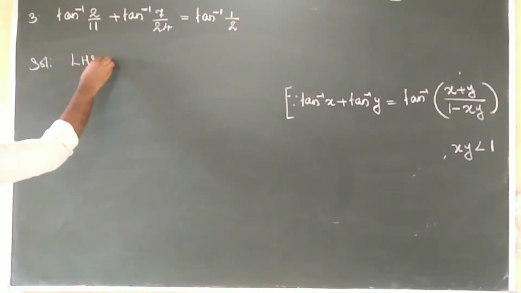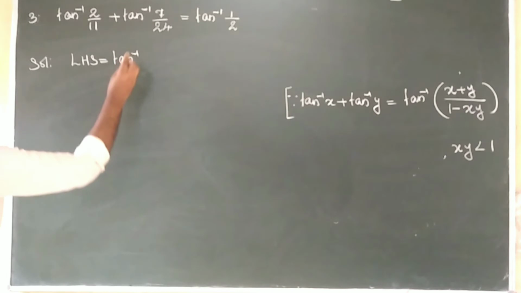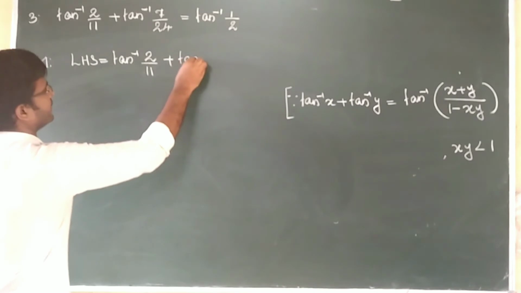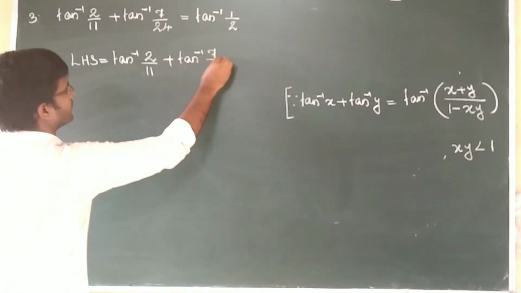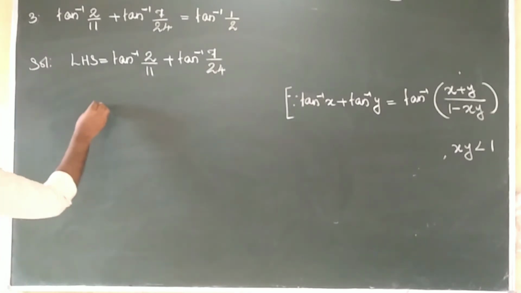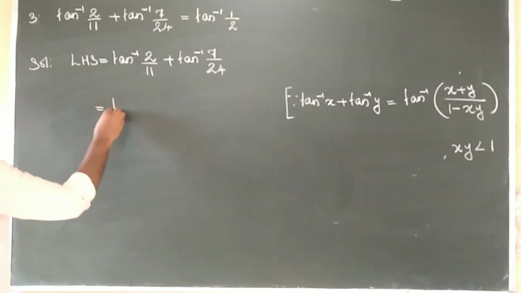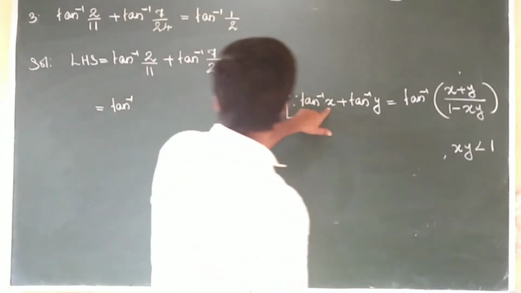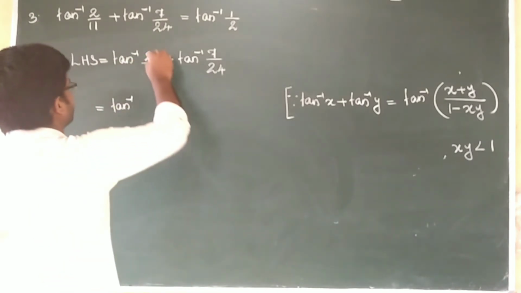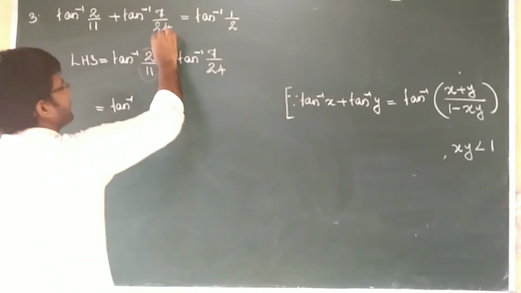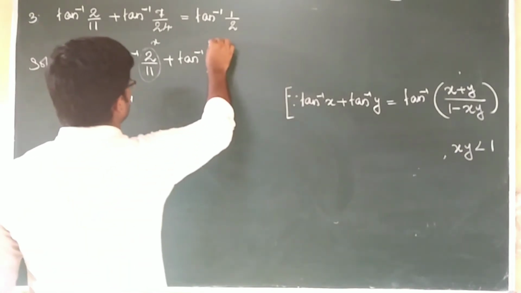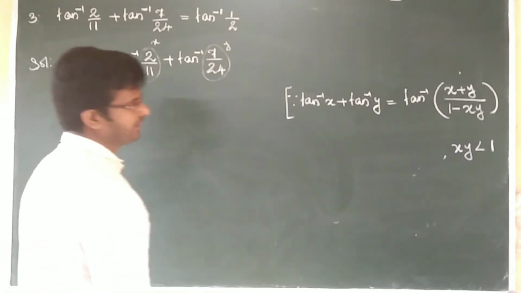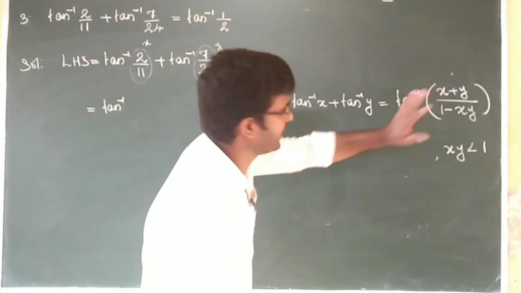LHS equals tan inverse 2 divided by 11 plus tan inverse 7 divided by 24. Use that formula. In here, tan inverse x: look, tan inverse 2 by 11, so 2 by 11 is x, isn't it? What is y? The second number, 7 by 24, will be y. Then use that formula, right side, tan inverse x plus y.